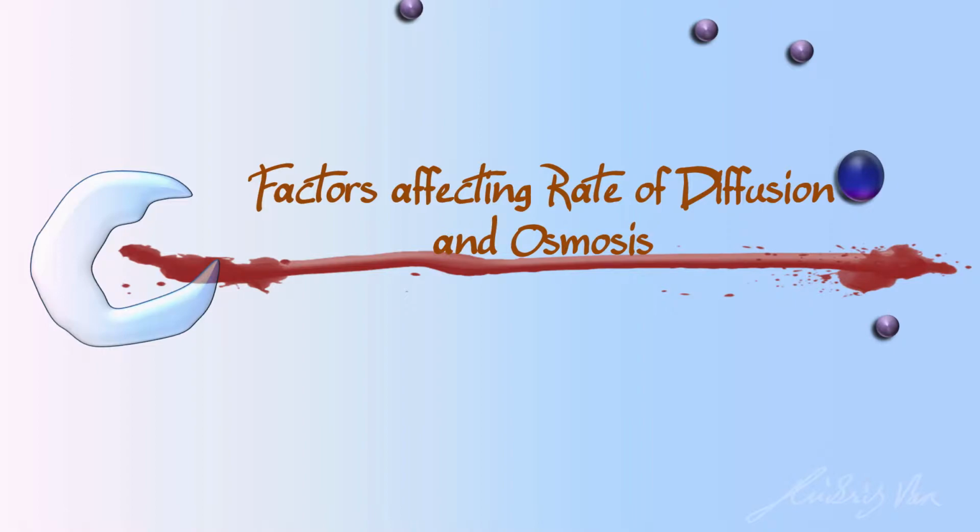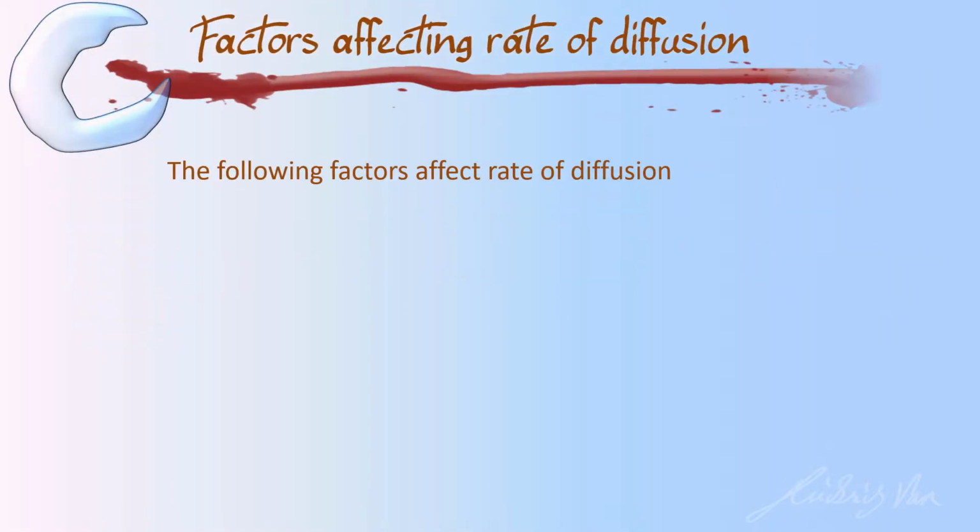We have come to the last video on the chapters of movements of substances, where we will look into factors affecting the rate of diffusion as well as osmosis. In all honesty, this is more of a supplementary video. The things that we will talk about will be good to know, but not so much of must know. There are 4 factors which I'm going to talk about.